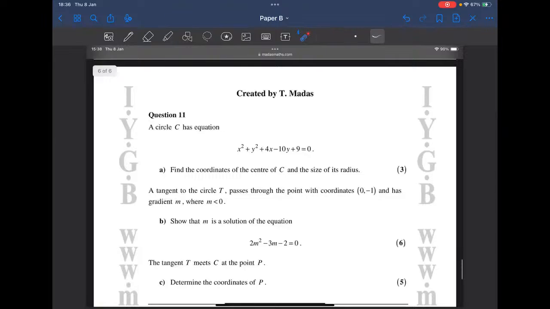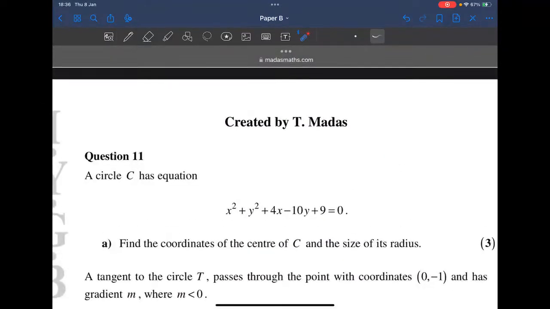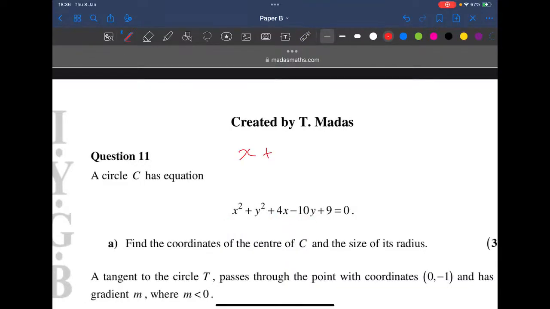So a circle has this equation, x squared plus y squared plus 4x minus 10y plus 9 equals 0. Find the centre and find its radius. So to do that, let's treat the x's differently and the y's differently. We're going to complete the square on the x's. So we'll have (x + 2) all squared, take away 2 squared, where that 2 and this 2 are the same 2, comes from half of that 4.